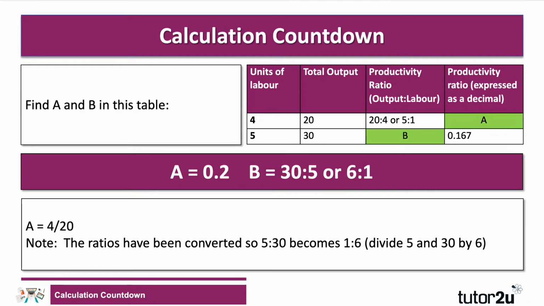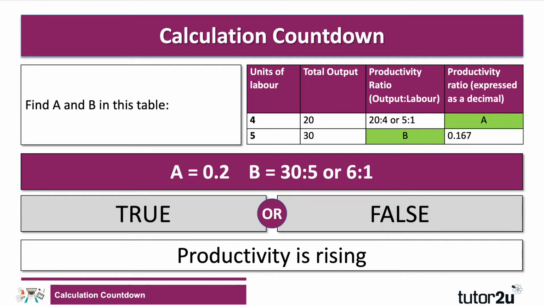So the answer is that A is 0.2 and that B is 30 over 5 or 6 over 1. The ratio of 30 to 5 or 6, well, if you bring it down to 6 to 1. So, okay, that's a productivity ratio expressing data output per worker in either ratio format or as expressed as a fraction of the input. Let's throw in a true and false question as we come through, either true or false here.